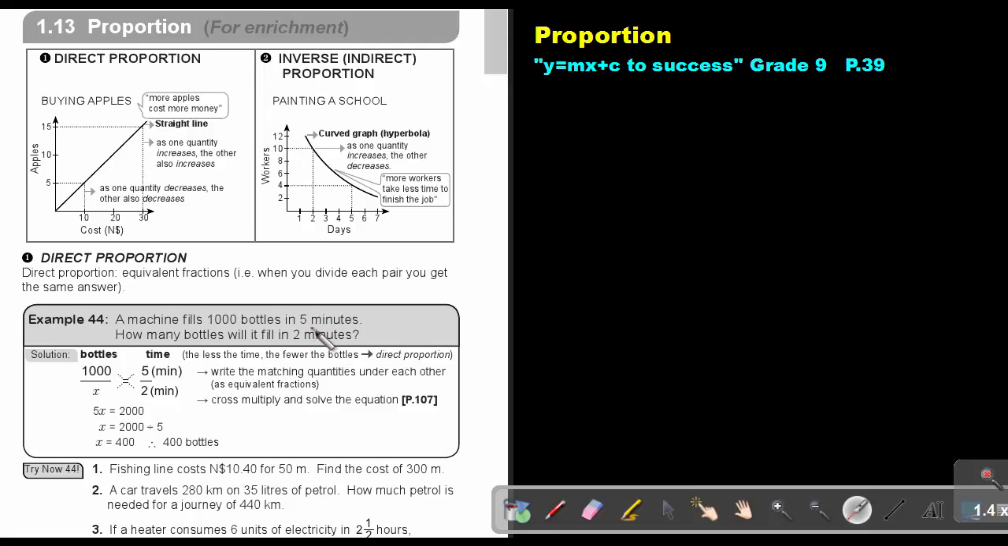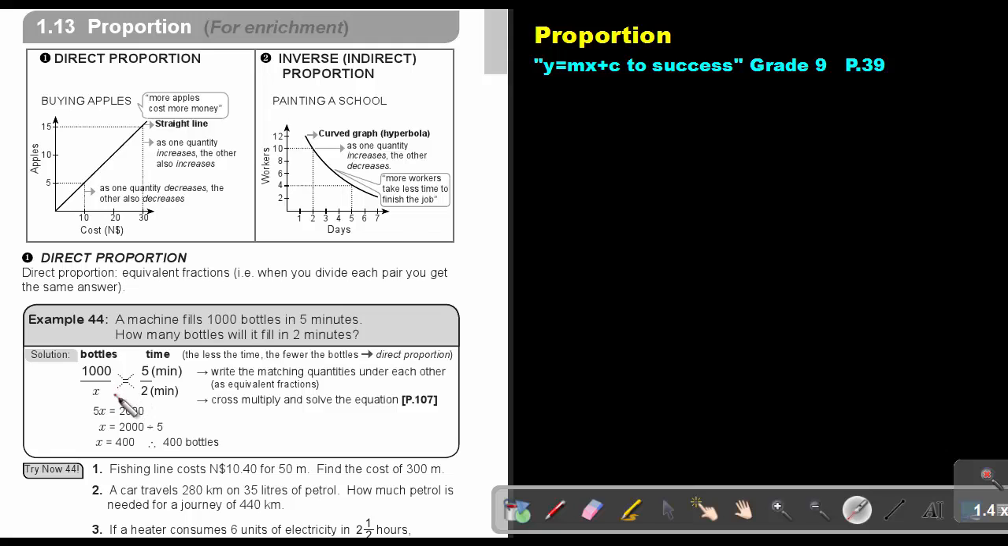Okay, now the method which I'm going to show you here always works, so it's a nice method to use. I'm writing bottles and I write the time. So 1,000 bottles take 5 minutes. Then underneath the time I put 2 minutes. And then I put X. Now actually what's happening to the time? It's going down. So what will happen to the bottles? It will also go down.